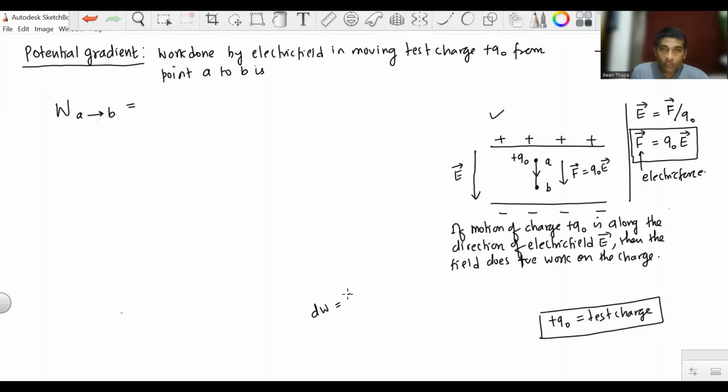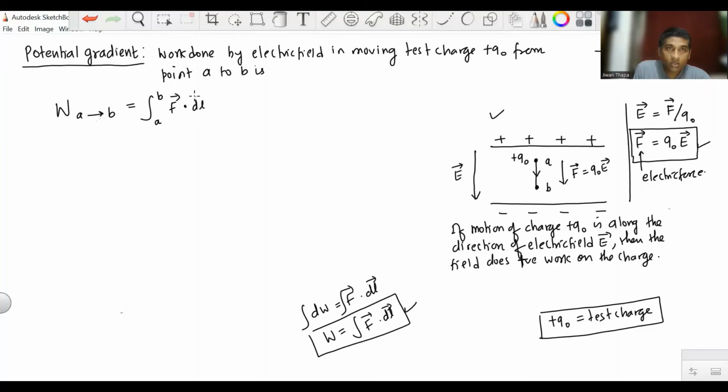We know small work done equals force dot displacement, and if we integrate this, then we get total work done equals integration of force dot displacement. So we use this concept. So we have integration from A to B, and electric force is given by this expression, dot displacement. So dl is the displacement. Now we can write this expression in this way, integration from A to B, and electric force equals Q naught times electric field dot displacement.